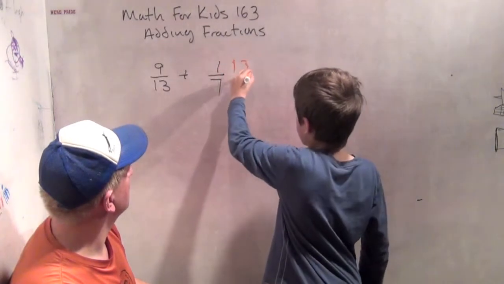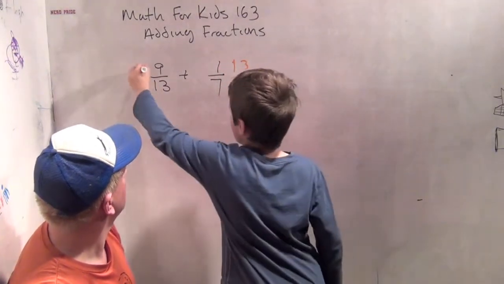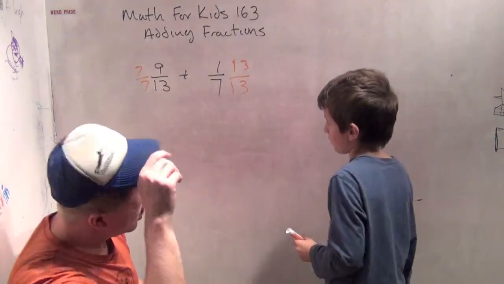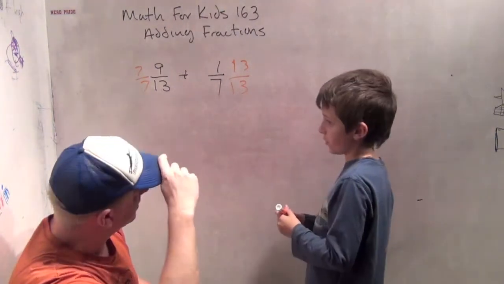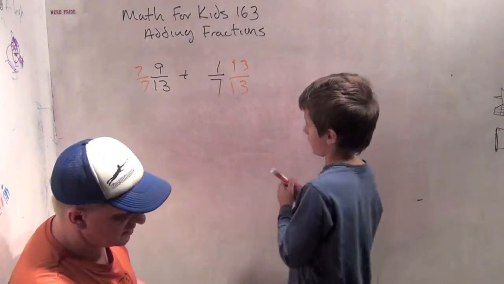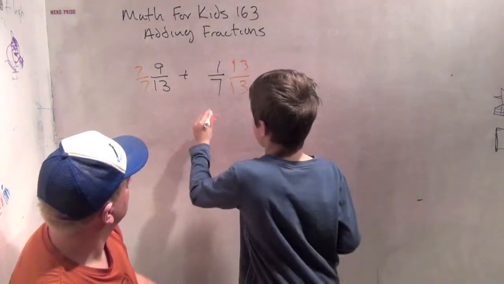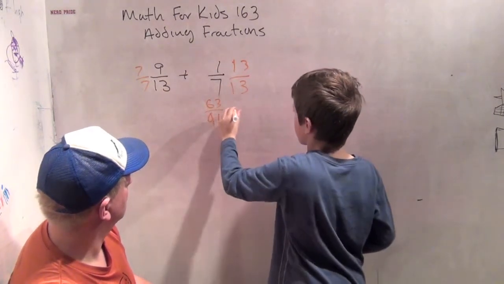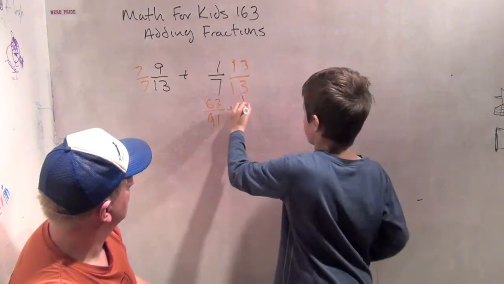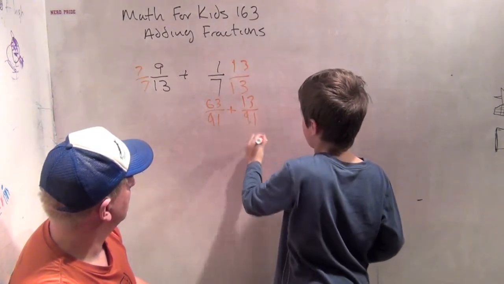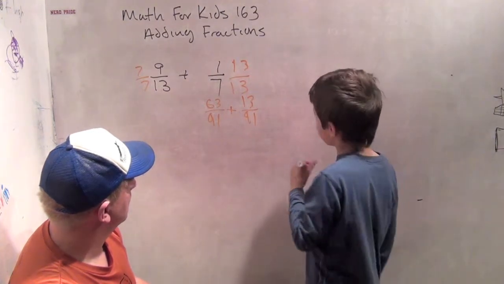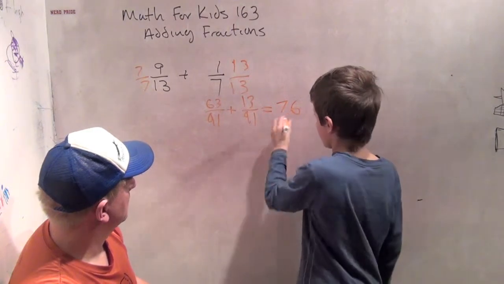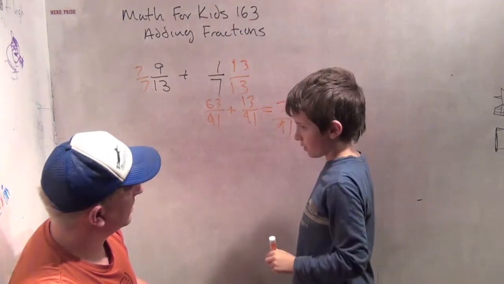So 13/13, 7/7. We just get a common denominator by our usual method. 7 times 13 is 91. So we get 7 times 9 is 63 over 91, plus 13 over 91, which is 76 over 91.